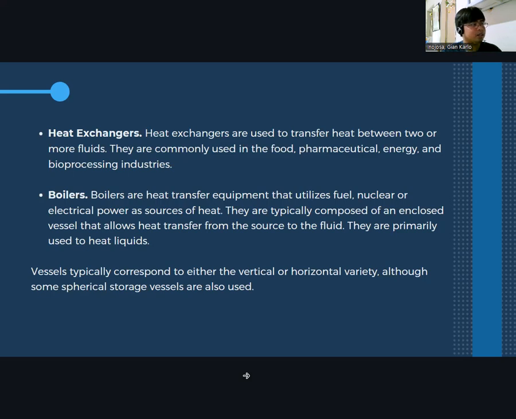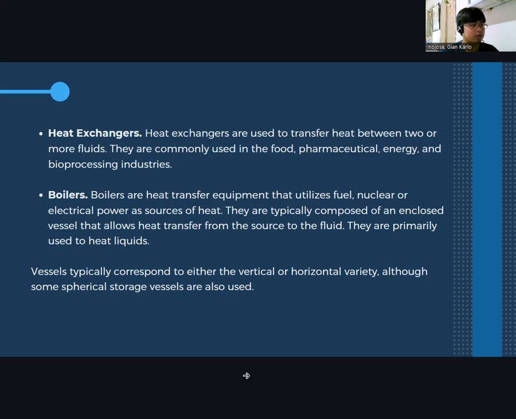Another one is heat exchangers. Heat exchangers are used to transmit heat between two or more fluids, and they are commonly used in the food, pharmaceutical, energy, and bioprocessing industries.